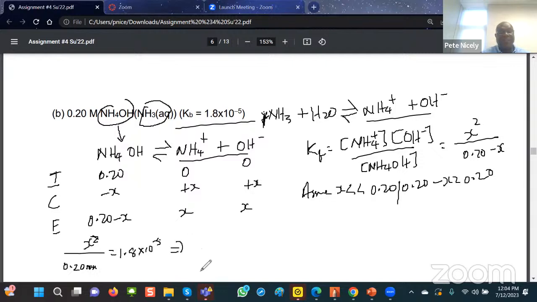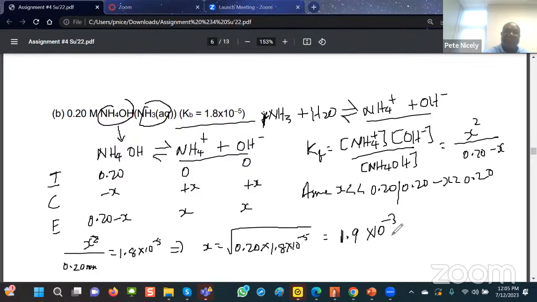So that implies that X is equal to the square root of 0.20 times 1.8 times 10 to the minus 5. So let's see here. 0.2 times 1.8 times 10 to the minus 5, equal, and then find the square root. And according to my calculations, this works out to be equal to 1.9 times 10 to the minus 3.